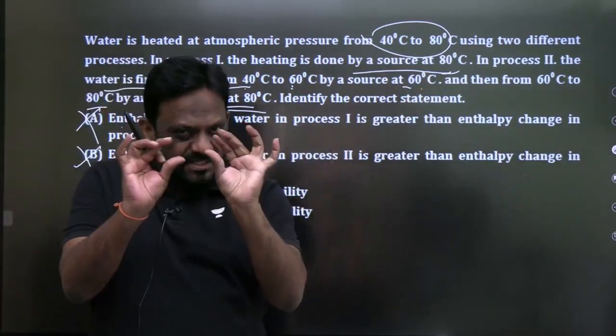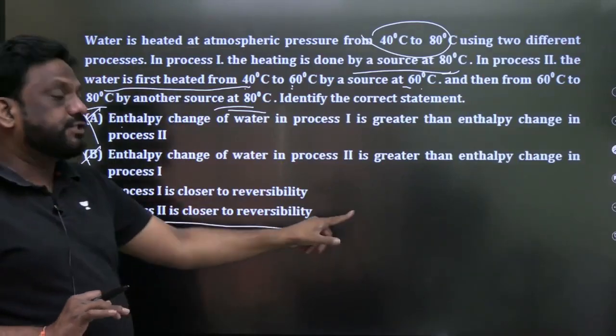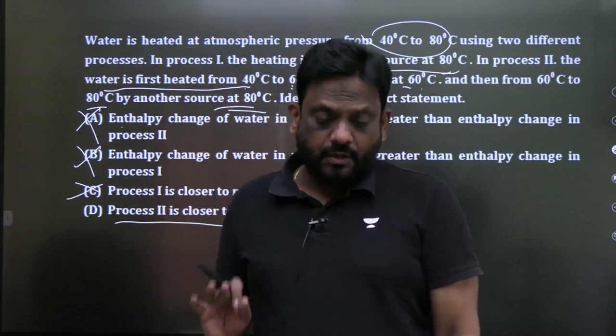In the second case the difference is very small. In process 1 the difference is very large, so it is not tending. So process 2 is closer to reversibility. This is also a good question, my dear students.